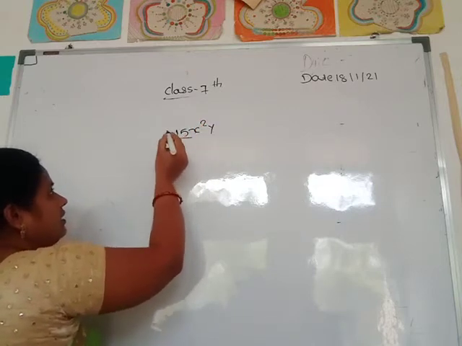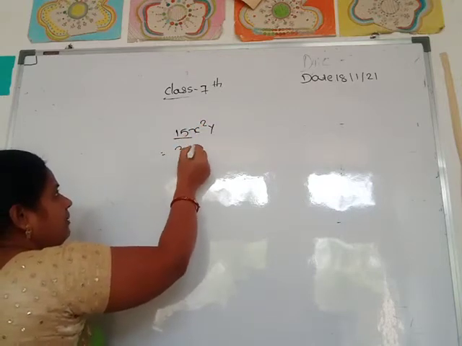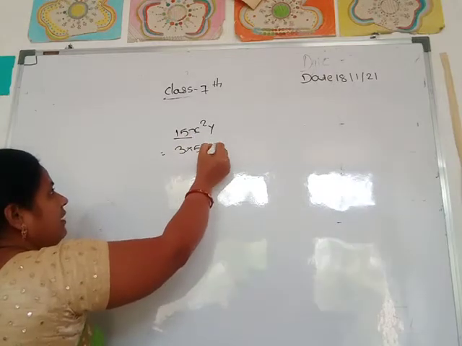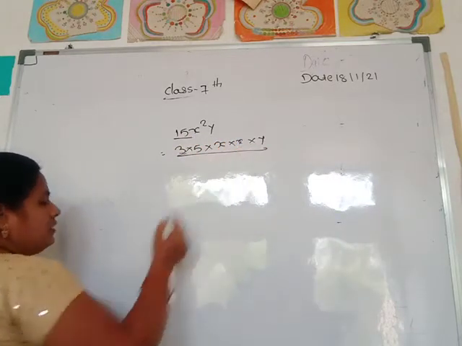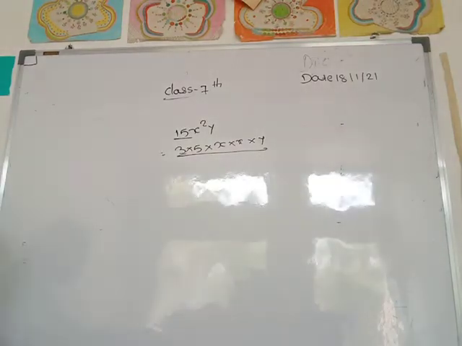Then 15 is 3 into 5, and x square means x into x, then y. This is the factorizing of these algebraic expressions. Again, one example you see here.